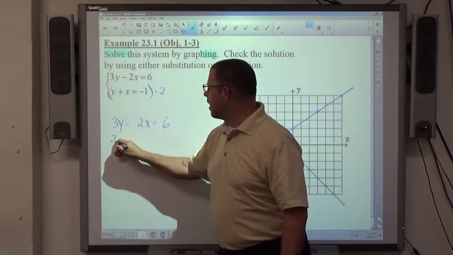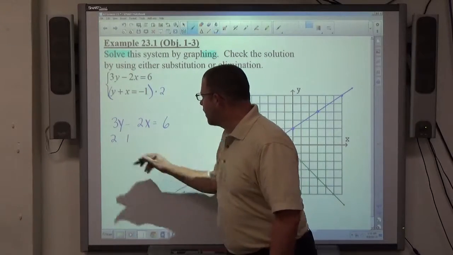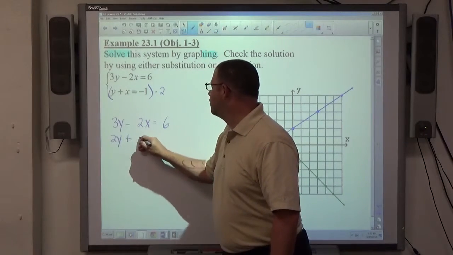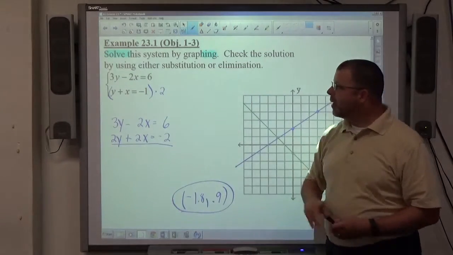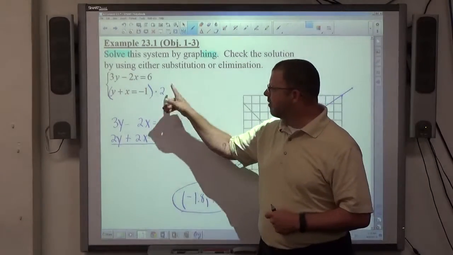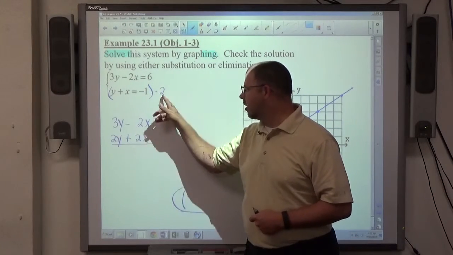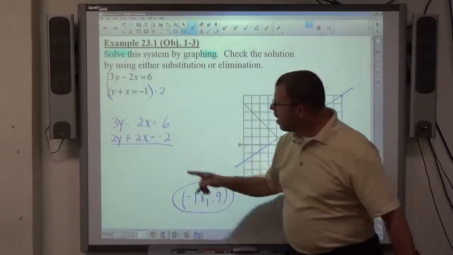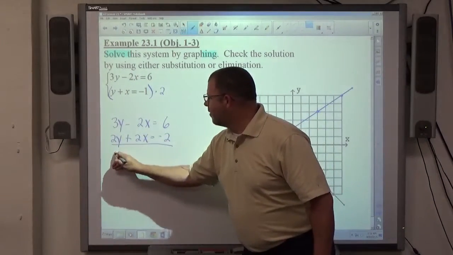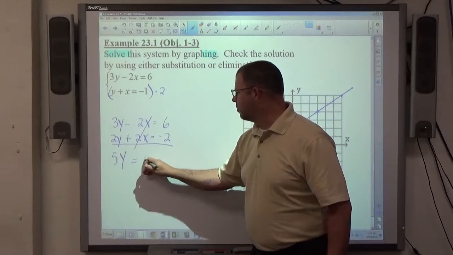I'm going to get 2y plus 2x equals negative 2 for the second equation. Be careful when you use elimination that every number gets multiplied. So 2 times y, 2y, 2 times x, 2x, 2 times negative 1, negative 2. Be careful that all the objects get multiplied. 3y plus 2y is 5y. Negative and positive 2x cancel. 6 minus 2 is 4.